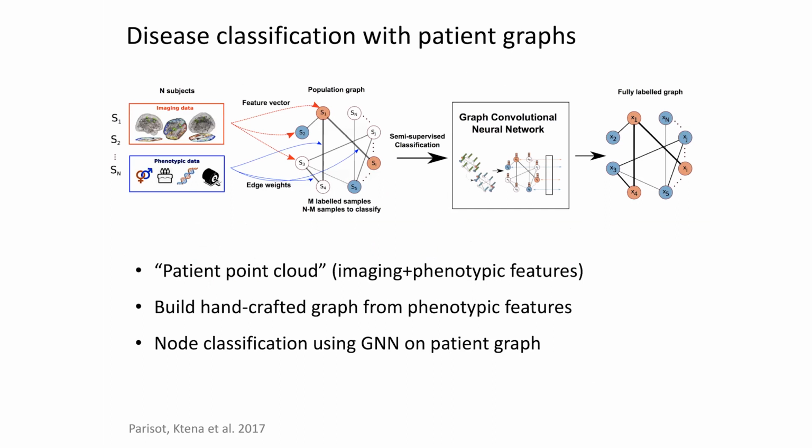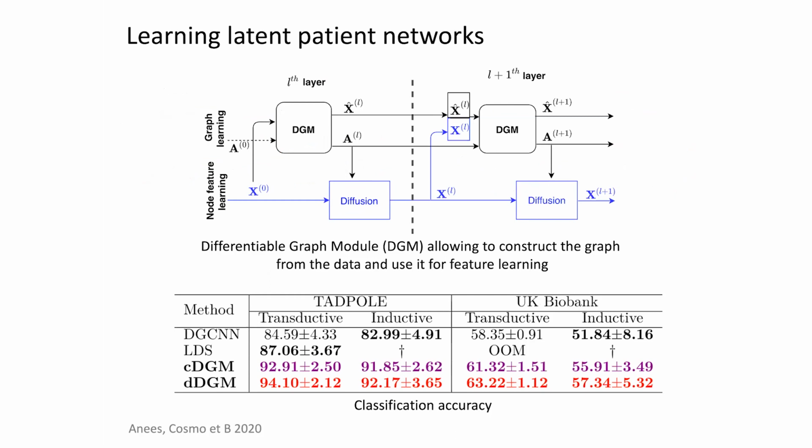Probably one of the first applications of graph neural networks in the biomedical domain was the work from the group of Daniel Rueckert at Imperial College, where they tried to do disease prediction using a point cloud of patients built of imaging and phenotypic features. The phenotypic features were used to construct a graph in a handcrafted way. Then on this graph, the imaging features were used for graph convolutions that transform these features and aggregate them from neighbors that represent similar patients in order to make a node-wise prediction, the kind of disease that this patient might have. The key drawback in this approach is obviously the handcrafted construction of the graph.